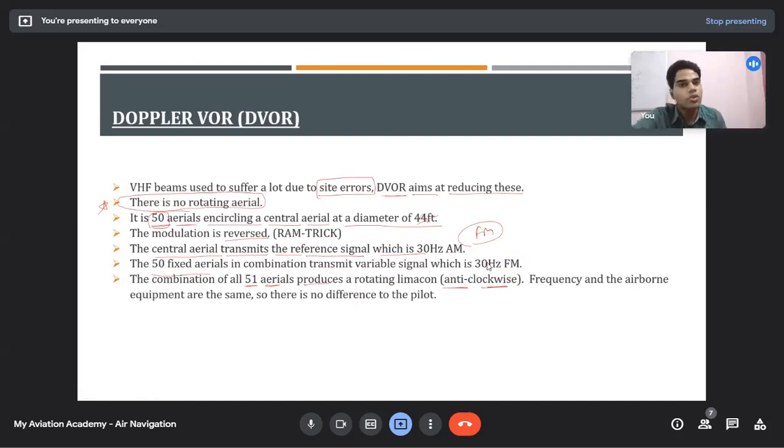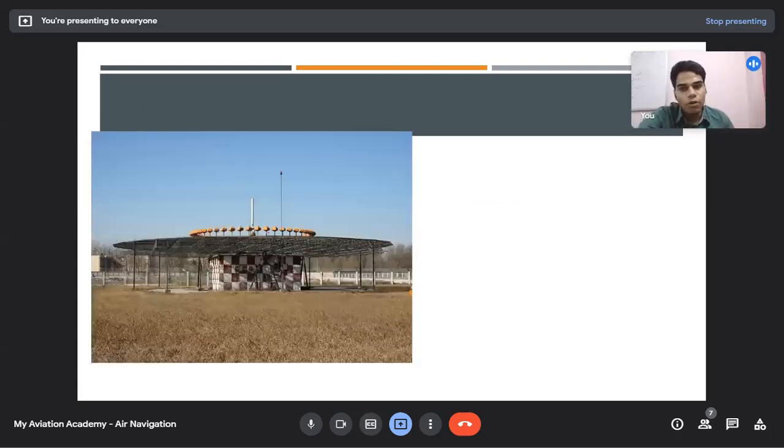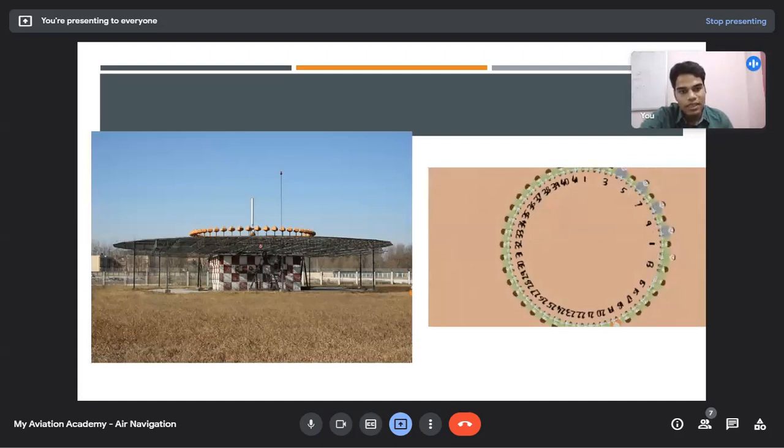Now, how is it supposed to actually work? Let's see. This is a Doppler VOR, working on a principle like this. As you can see, these aerials are switching one by one, and there are approximately 50 of them. I'll just pause it here for your curiosity to find out what the Doppler effect is.